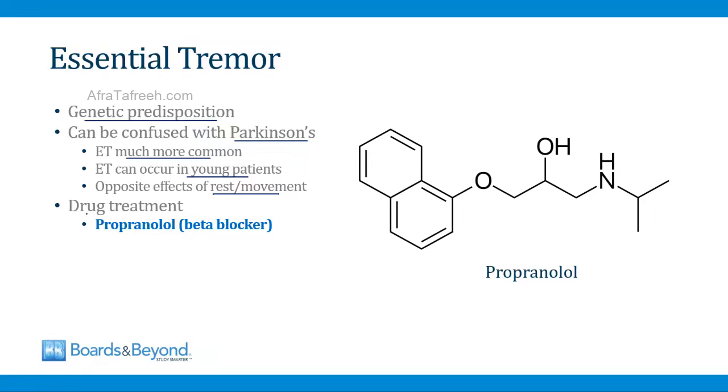There are a number of drugs that can be used to treat essential tremor, but the most common one and the one you should know for your boards is the beta blocker propranolol, which is often very effective for essential tremor. Beyond this, there are other drugs that can be used, including some anticonvulsants. There are even surgical options in severe cases, but propranolol is the usual first-line therapy.